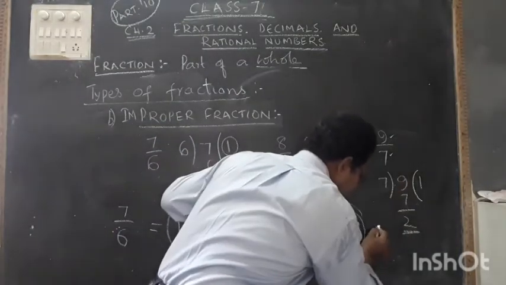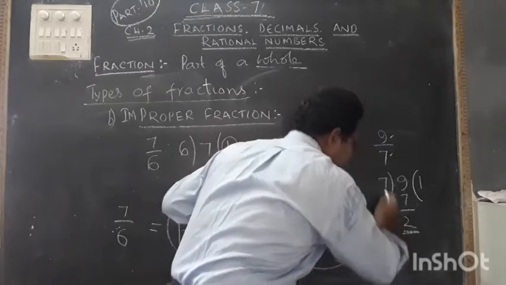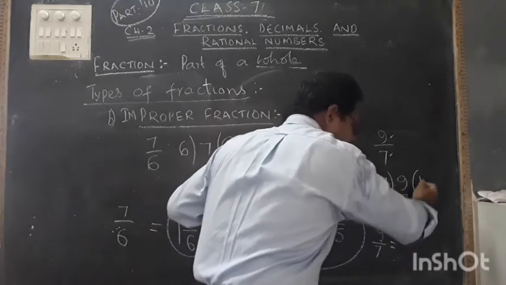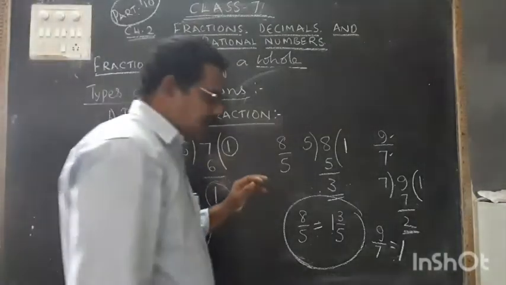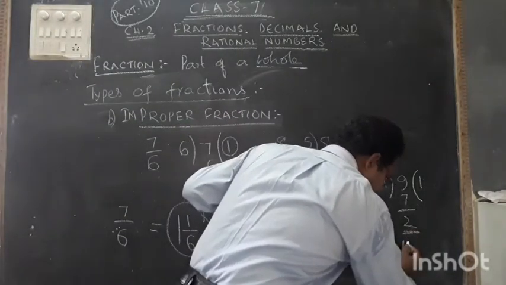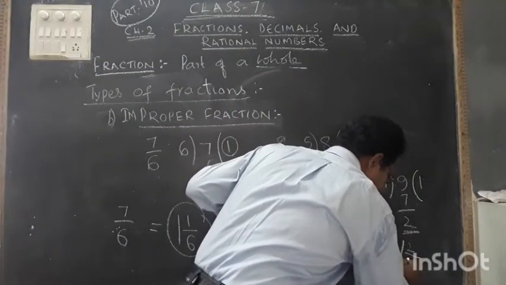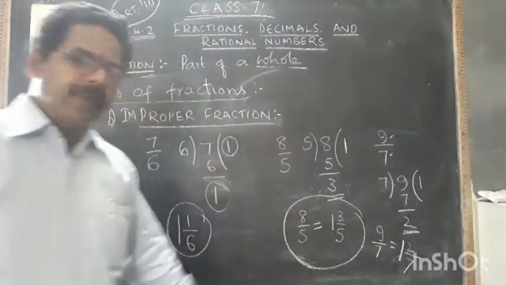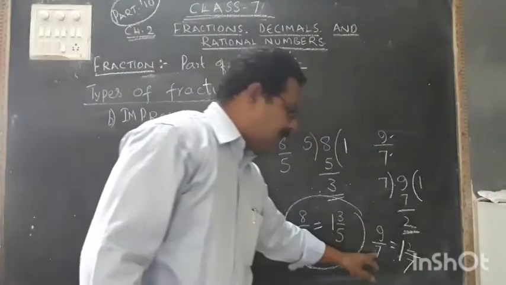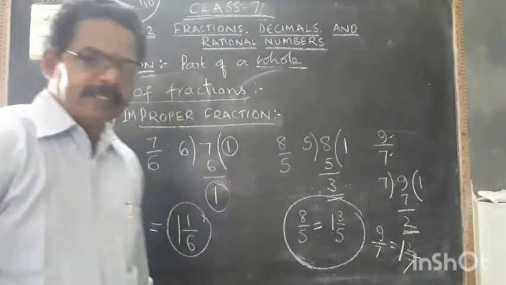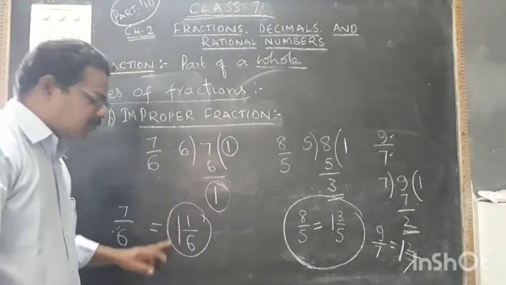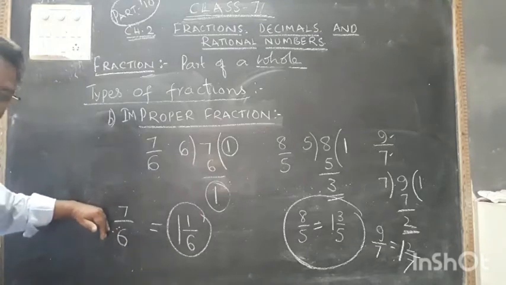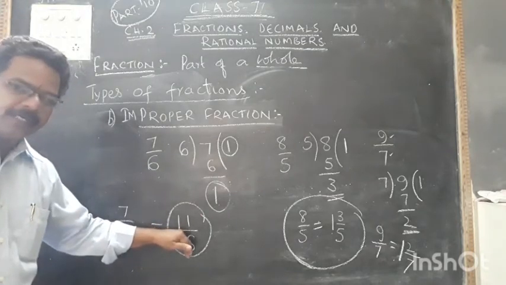How can we write this one? Here 9 by 7. What is the whole number part? 7 1s are 7. 1 is the whole number part. Okay. What is the remainder here? 2. What is the denominator? 7. So 9 by 7 can be written as 1 and 2 by 7. Understand? Understood all of you how to divide, how to convert an improper fraction into a mixed fraction.